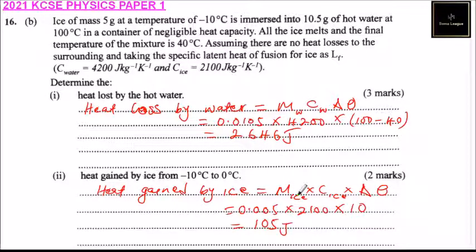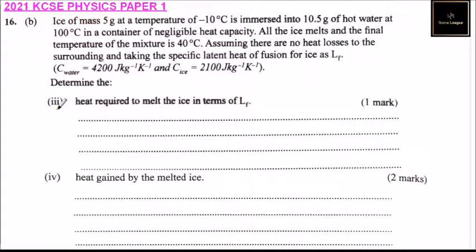So let's go to the next part of this question. Part 3, heat required to melt the ice in terms of LF, where we are told LF is the specific latent heat of fusion for ice. So we say quantity of heat required is equal to mass multiplied by the latent heat of fusion of ice, which is equal to the mass of ice in kilograms, 0.005, multiplied by LF. So that is in terms of LF.